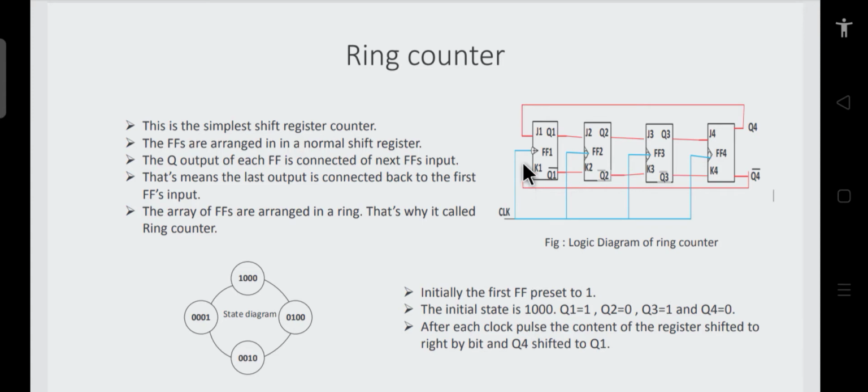Now when the first clock pulse appears, Q1 sets to 1, whereas the other flip-flops Q2, Q3, Q4 are 0, 0, 0. So our first state will be 0, 0, 0, 1. Q1 is 1, whereas Q2, Q3 and Q4 are all 0. We can say that this is our first state.